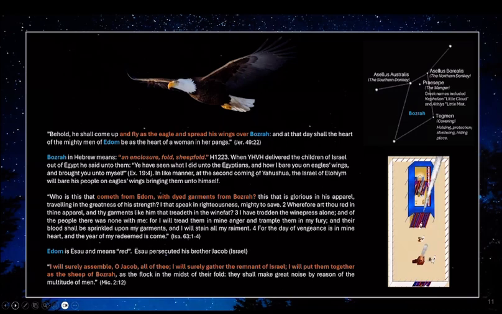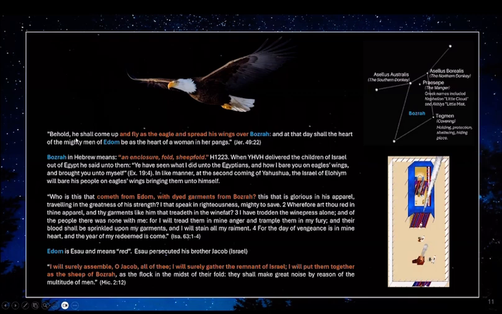Behold, he shall come up and fly as the eagle and spread his wings over Bozrah. Now, I always like to look up words like this, especially when you get into something symbolic like this. I got to look everything up. And so we're going to look that word up in a second. And at that day shall the heart of the mighty men of Edom be as the heart of a woman in her pangs.